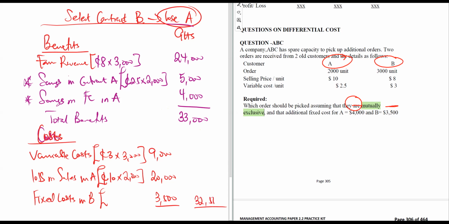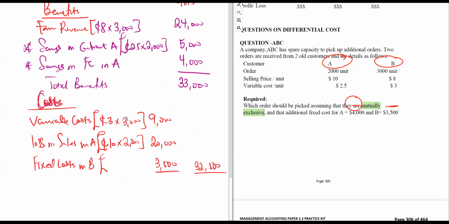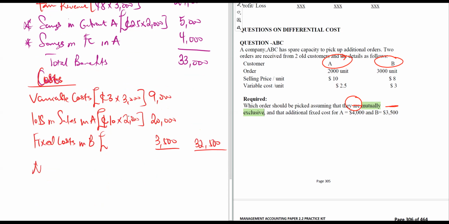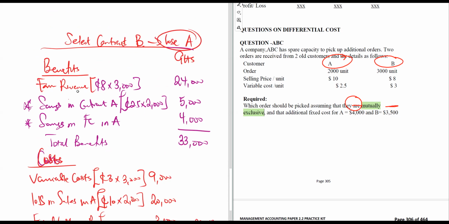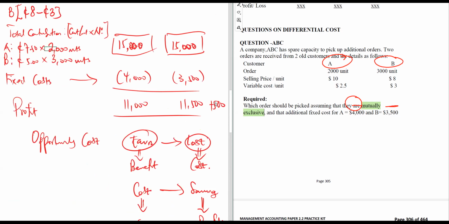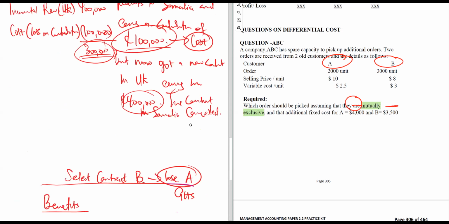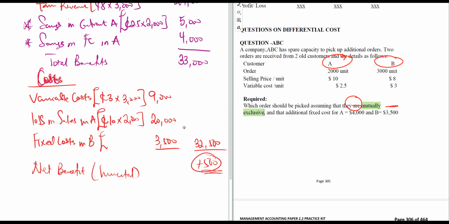What do we get? Is it 32,500? So does it result in a net benefit or a net cost? Net benefit of what? 500. We have an incremental benefit of 500. And truly, when we weigh the options in our differential, you realize that we had a net benefit of 5,500. You get the idea? So it's still the same.